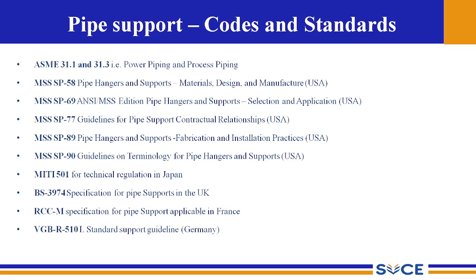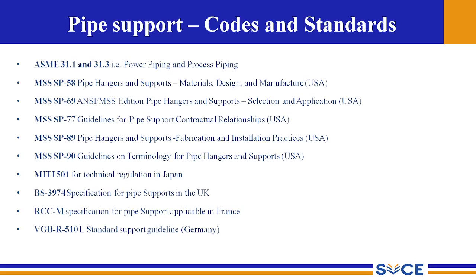Then BS 3974, it is a specification for pipe supports in the UK. Then RCCM, it's a specification for pipe supports applicable in France. Then VGBR 510L, this is a standard support guideline followed in Germany.